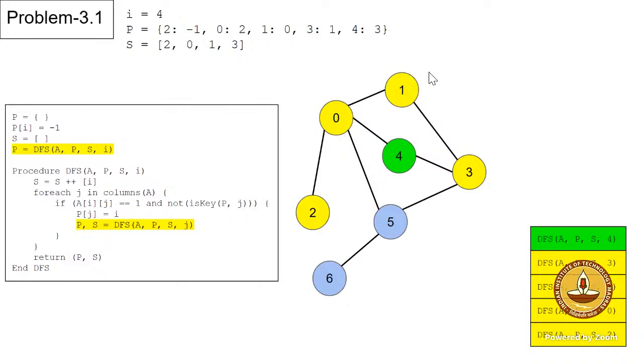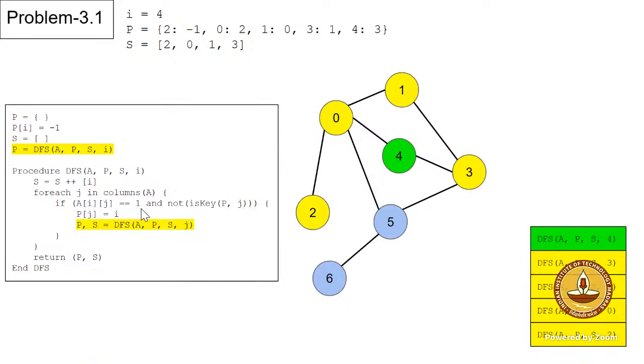Among them, 1 is the smallest. That's all. The same thing this procedure is also doing here. So we will mark 4 first, and then for each j in columns of a, we will start iterating from 0. So 0 and 4 are connected and 0 is not a key, so 0 will be added as a key and it will be mapped to i, which is 4. That's how the same thing will happen.